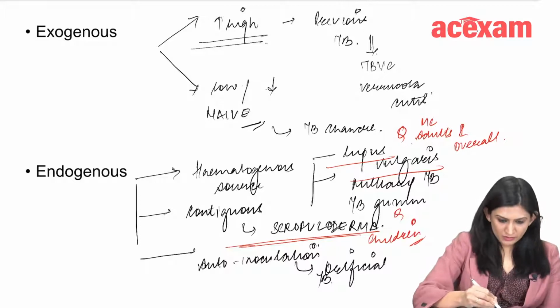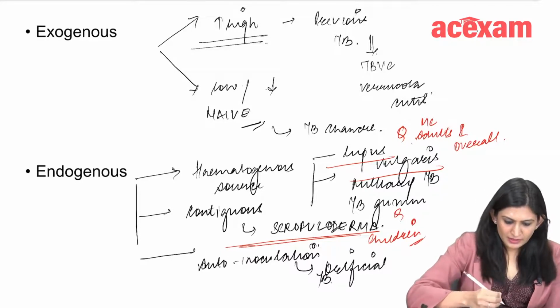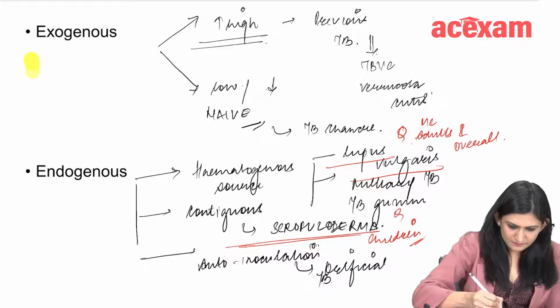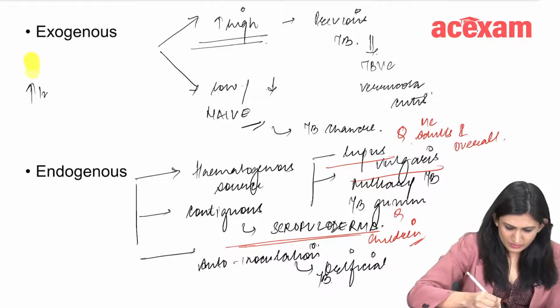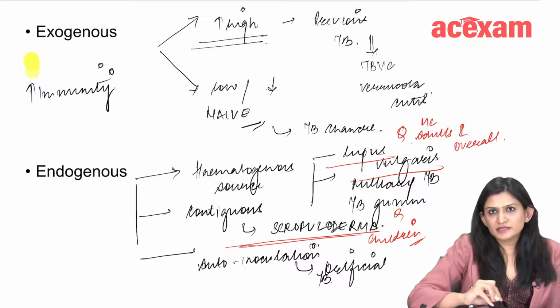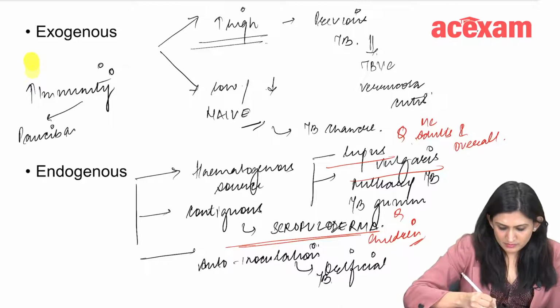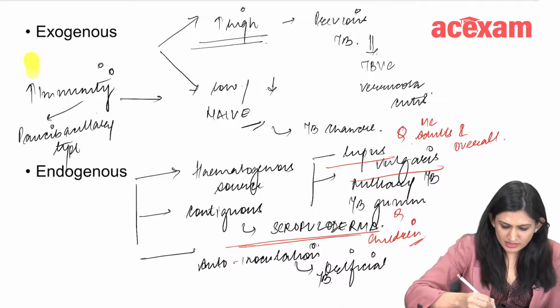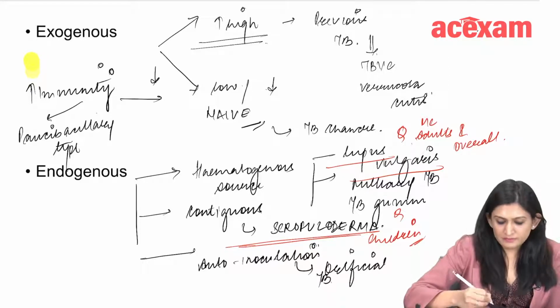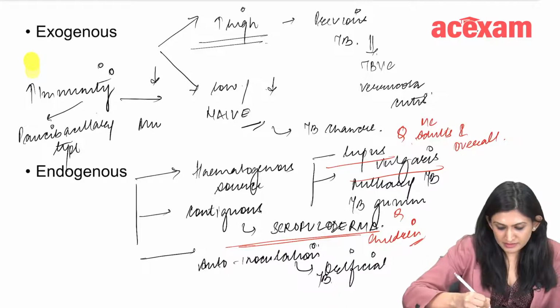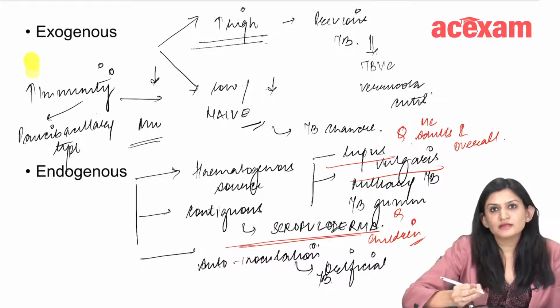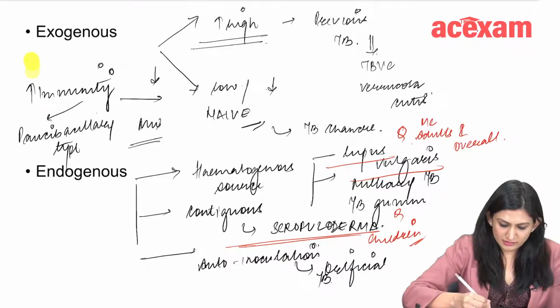Now an important point to note is if the host immunity is high, then it will act against the bacteria, it will try to destroy the bacteria, and the manifestation would be a paucibacillary type of infection. But if the immunity is low, then the manifestation would be multibacillary. There will be multiple bacilli just because the host is not able to destroy these bacteria.